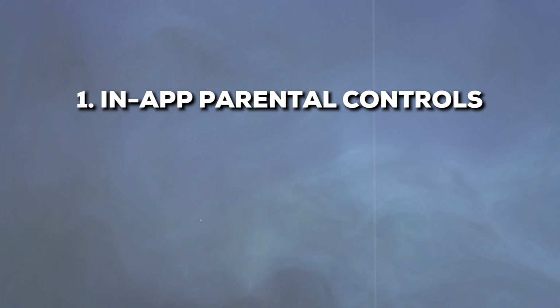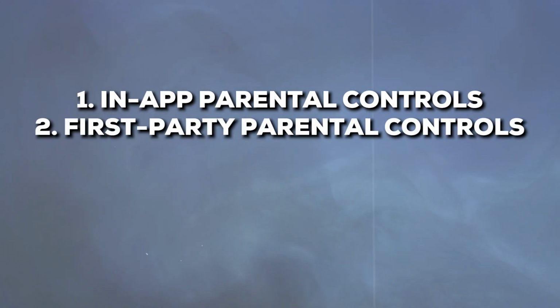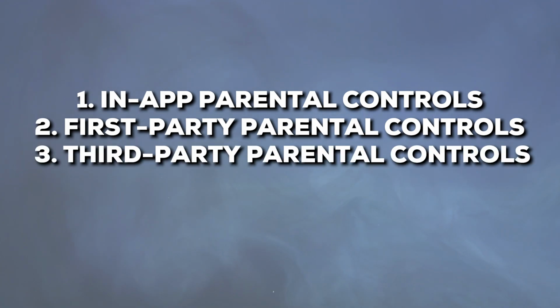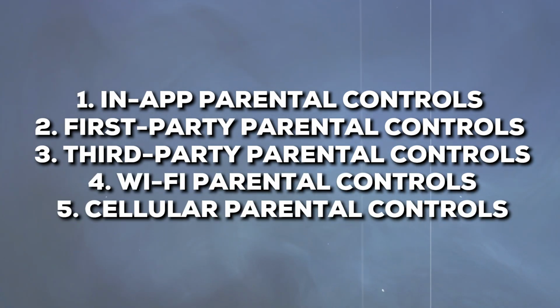In summary, we have 5 layers. First layer would be in-app parental controls. The second layer would be first-party parental controls. So these are controls that come pre-baked on your phone. The third layer is third-party parental controls. These are parental controls from Bark, Quizno, Kids Lock. The fourth layer is Wi-Fi parental controls. And the fifth and final is cellular controls.